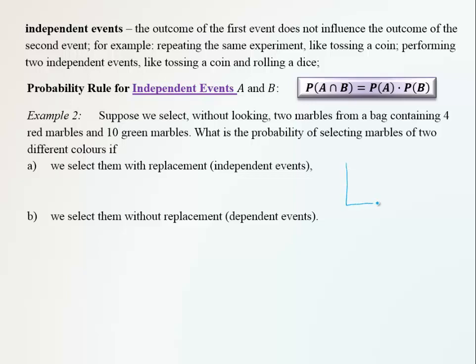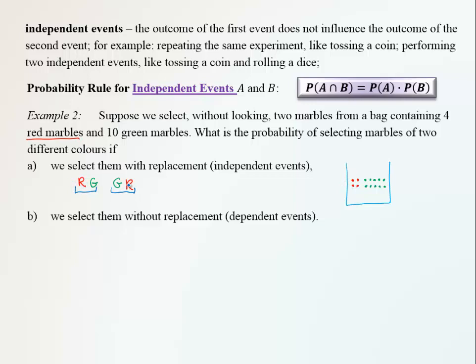Okay, let's picture out the bucket and our marbles. There's 4 red marbles. We'll draw them. And there's 10 green marbles. Let's draw them. 5 here, 5 there. 10 green marbles. Now, if we want to select 2 different colors, it may be that first we pick red and then green, or we can pick green first and then red. So those are 2 favorable outcomes of picking 2 marbles with replacement.